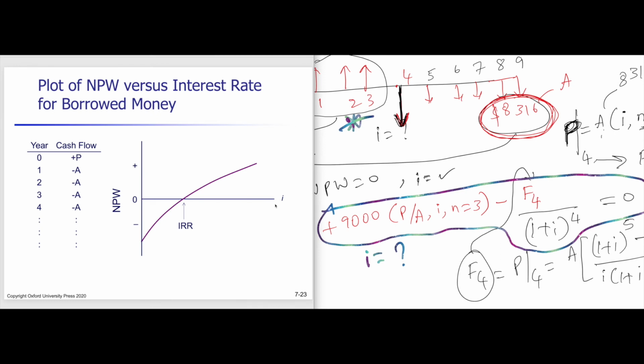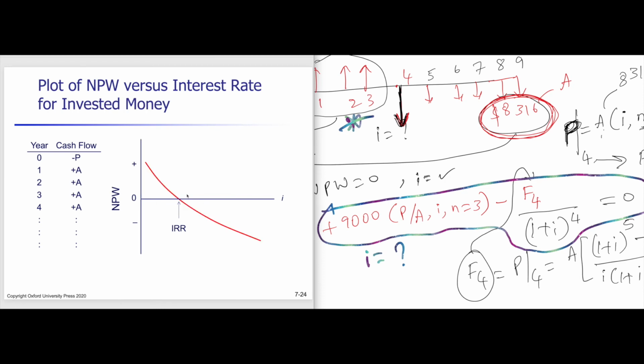So this is how we represent internal rate of return. When we calculate net present worth to be 0, the value of I for which net present worth is 0, that is the internal rate of return.